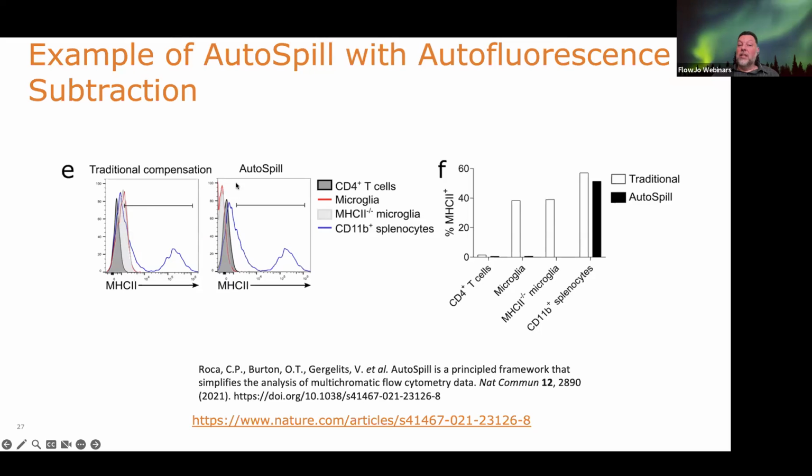But when they use unstained microglia as the autofluorescence subtraction sample in an AutoSpill compensation calculation, it more accurately removes that autofluorescence contributing to this secondary detector, and now you get the correct, or a more appropriate, resolution and a more accurate biological conclusion. And I'll show you this as one of my examples of how they set this up in the demo here.